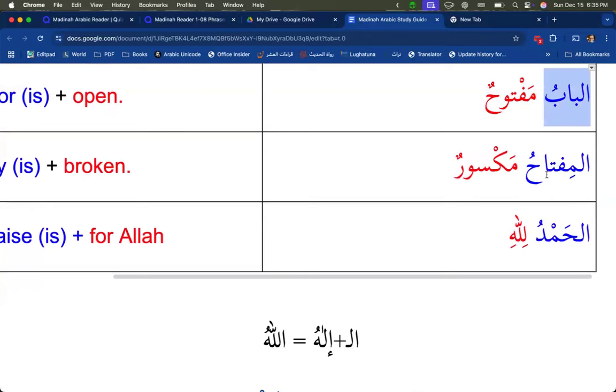Al-miftahu maksurun. The key is broken. Alhamdu lillah. The praise is for Allah. Now you will say, hey, this is not marfu, this is majroor. Yes, it's majroor because of the li before it. But by nature, it is marfu. You understand it as marfu because it's a khabar. So you will treat it like it's marfu grammatically, even though it needs to be majroor because of li. That's it. Okay, so that will happen a lot. This is just the beginning.